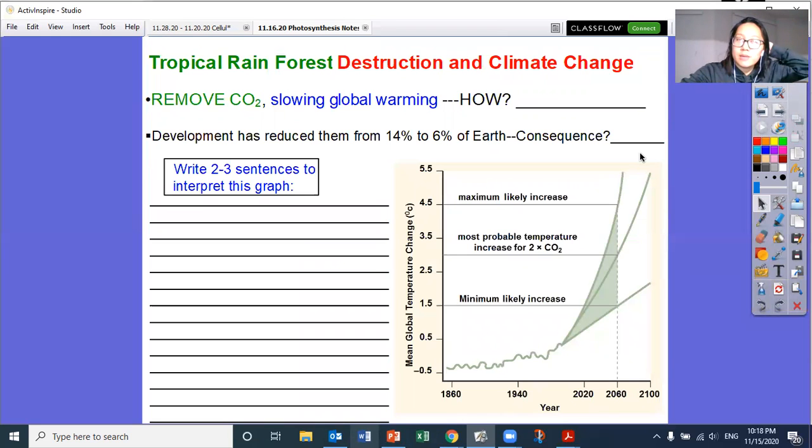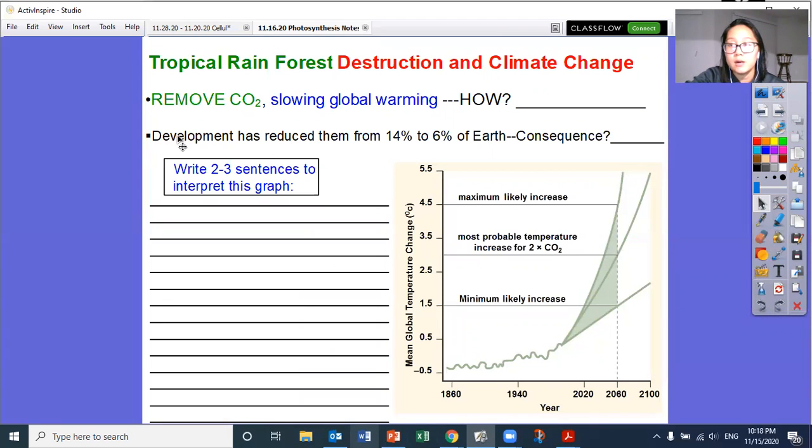So let's talk a little bit about the impacts of why photosynthesis is important and how it affects the environment. So we know that there's a lot of tropical rainforest destruction and climate change going on as a result of this destruction. So plants and photosynthesis are known for removing carbon dioxide, and that will slow global warming. Can you explain to me how? Write it down, and then we'll move on.